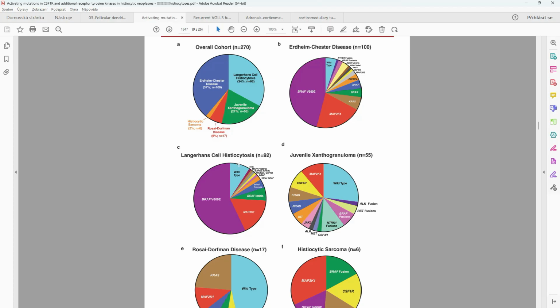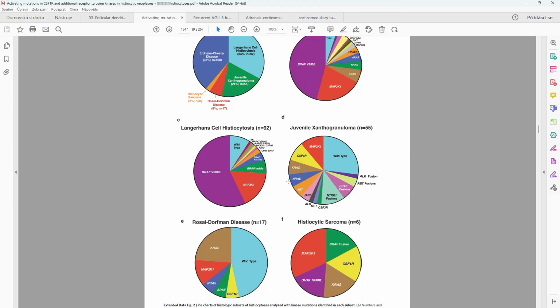They are very well defined, and you can see that the mutations found in them very often overlap. And when we look at the Rosai-Dorfman disease, in the case I've shown you, we had a MAP2K1 mutation in the MAPK pathway. So the patient can be treated with targeted therapy if necessary.